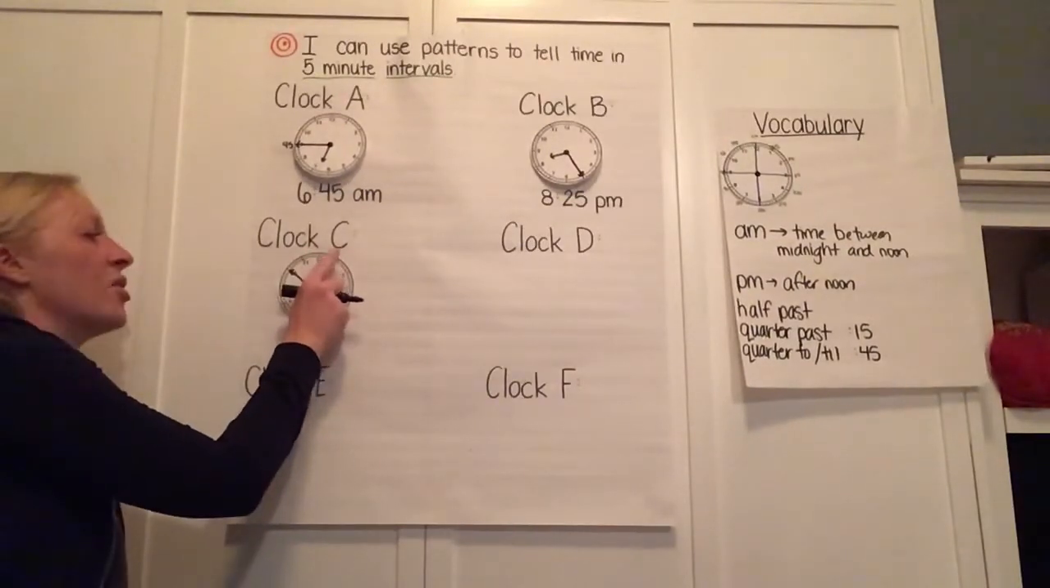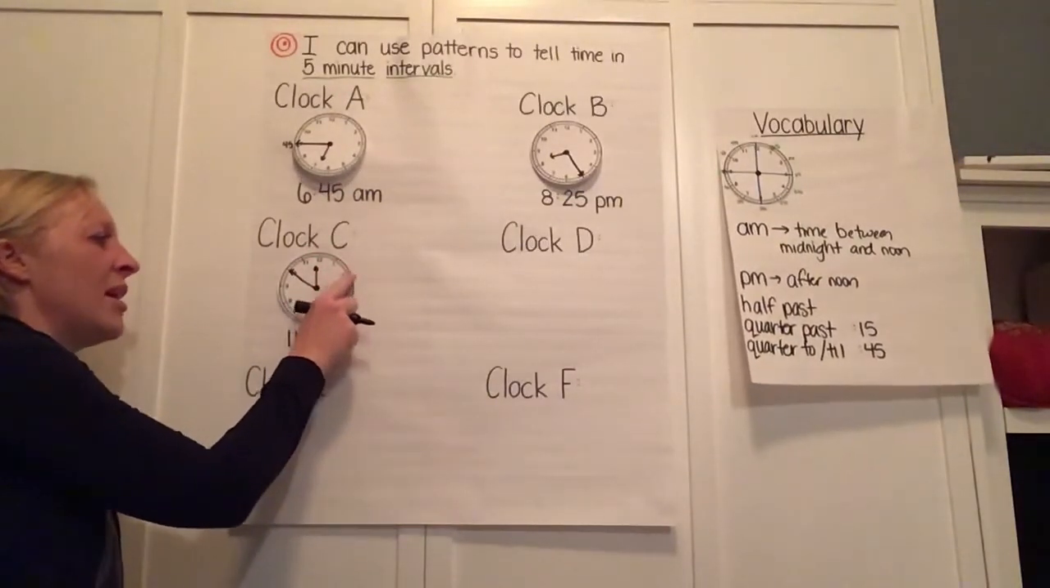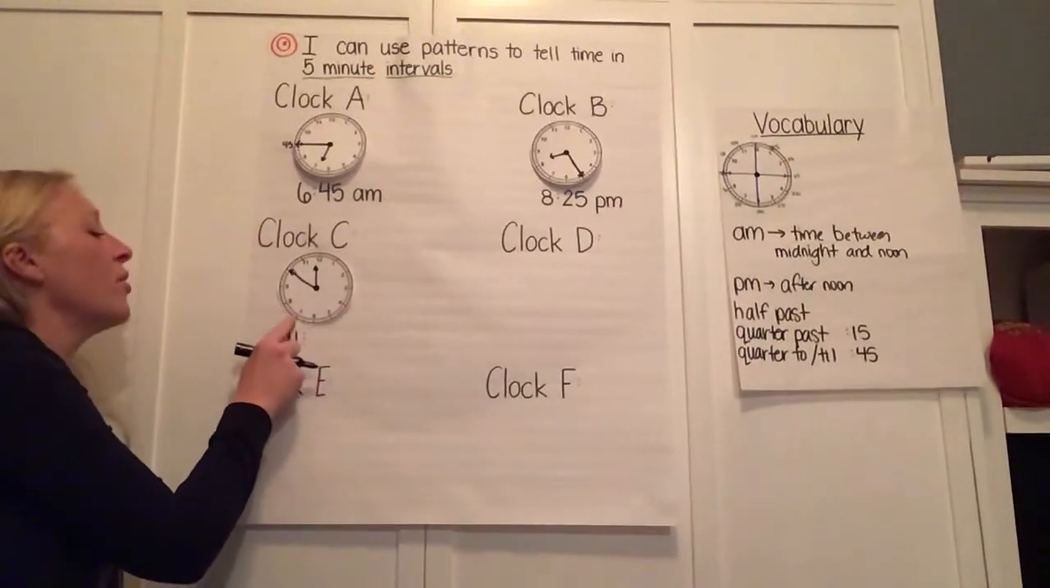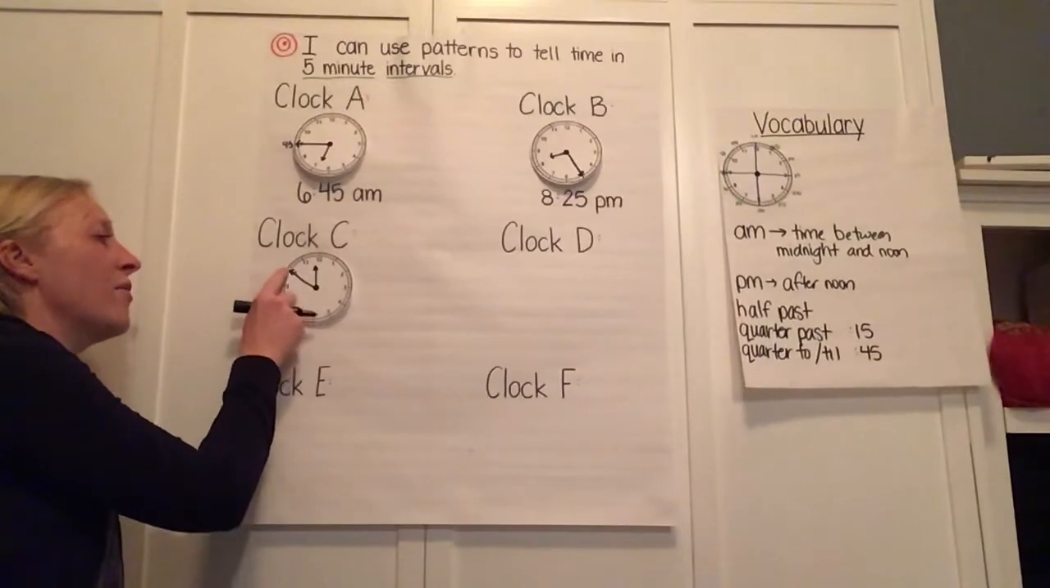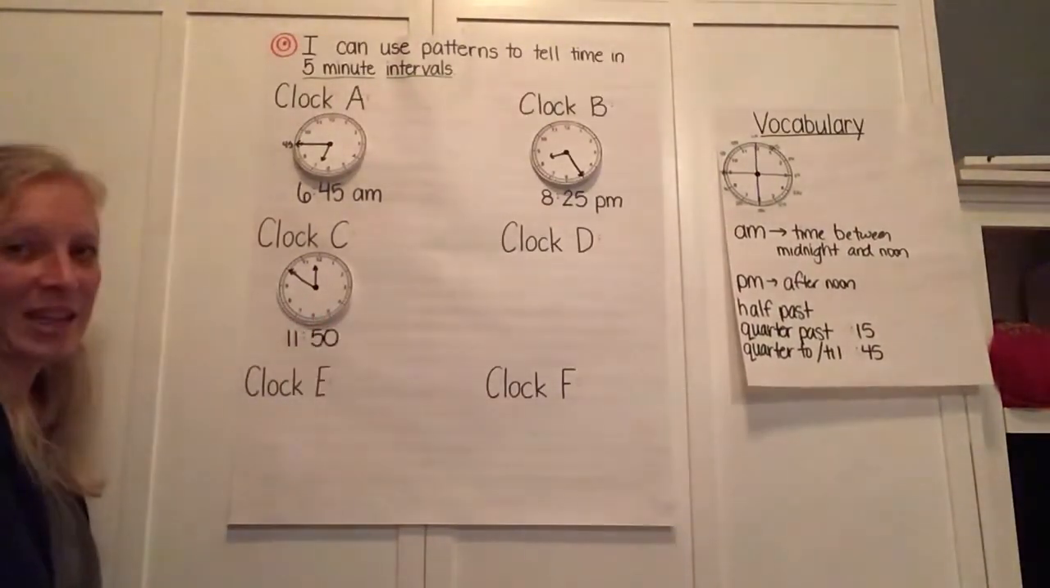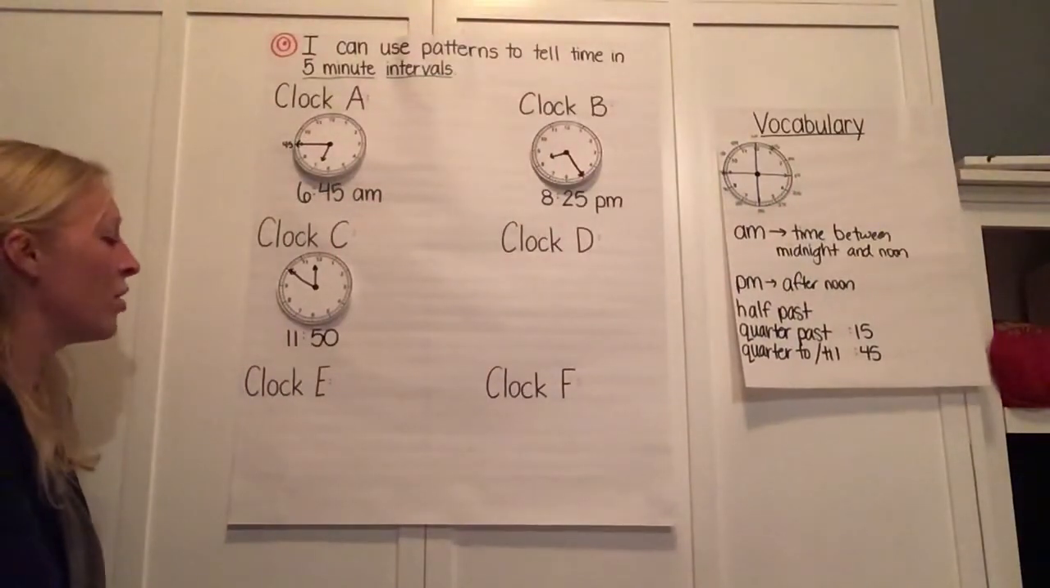Count by 5. Let's try it. 5, 10, 15, 20, 25, 30. Are you helping me out? 35, 40, 45, 50.